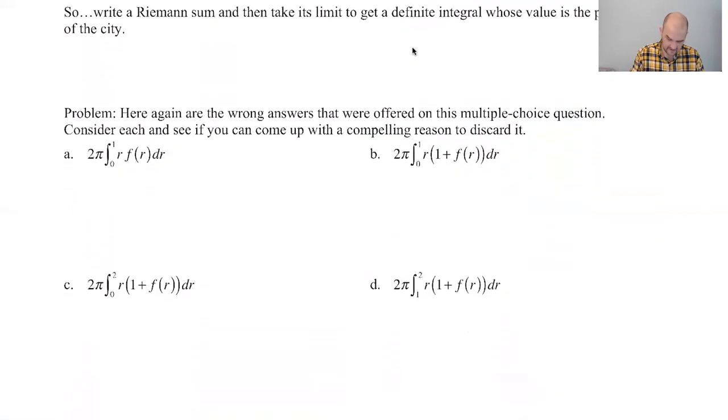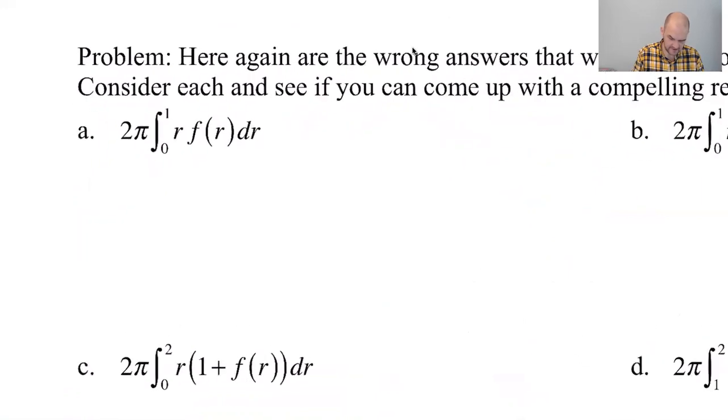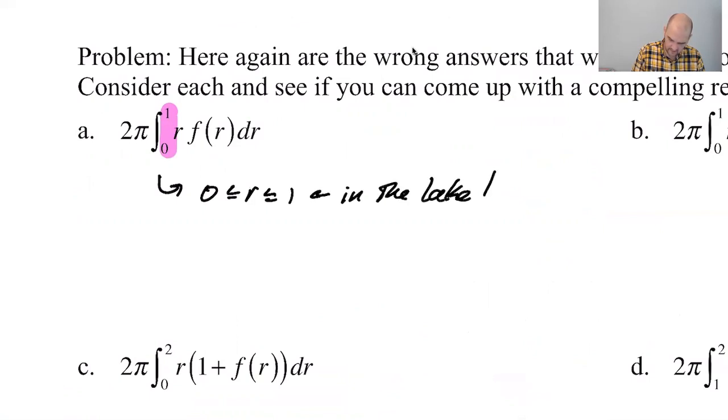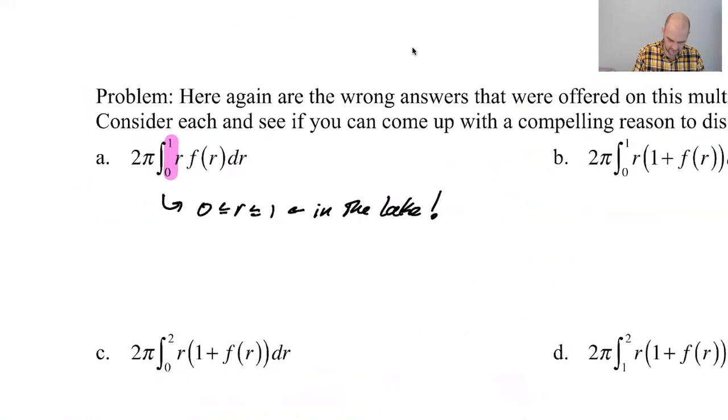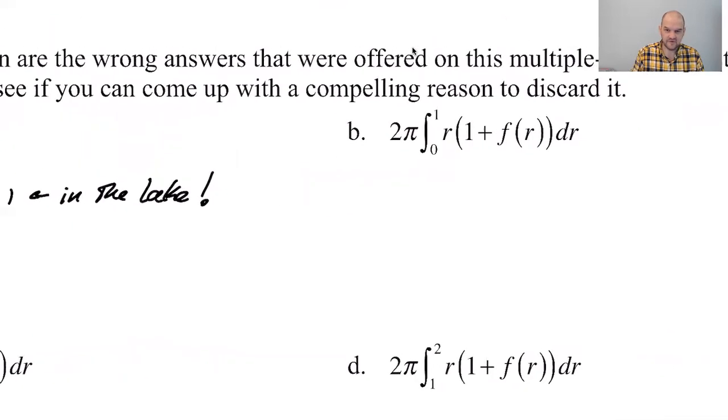Let's take a look at what the multiple choice options were and see what we can figure out that's wrong. So this one's close. I would say 0 to 1 is in the lake. So that's where that went wrong, no matter what. You would have R in miles, dr in miles, f of r in people per square mile. The units work out, but then you're finding people in the lake.